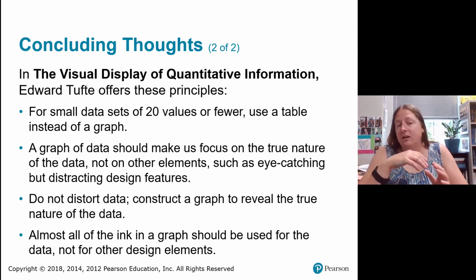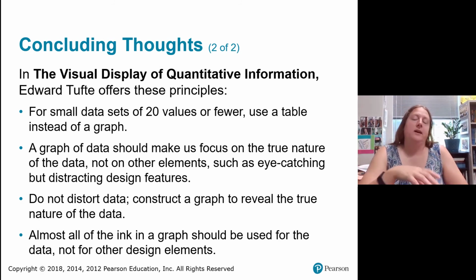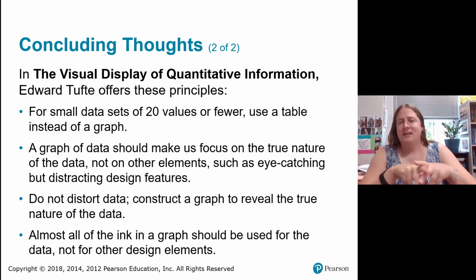There are also lots and lots of deceptive graphs and ways that you can make graphs deceptive. We talked about a few of the ways today, but there are even more. So whenever you see a graph, be a little bit skeptical and make sure that it is truly representing the data. There's a book called The Visual Display of Quantitative Information by Edward Tufte, and he gives these principles. The first is that when we have small data sets, like 20 values or fewer, we should just use a table instead of a graph to share that information.